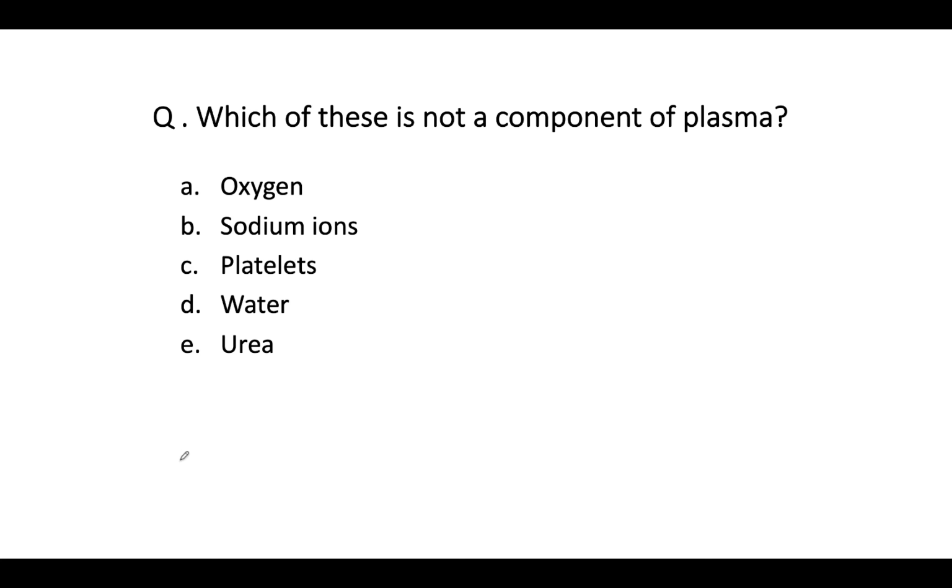Let's solve this question. Which of these is not a component of plasma? Oxygen present. Sodium ions from salt present. Water present. Urea waste product present. What about platelets? Platelets are present in the buffy coat layer, not plasma. So the answer is C.